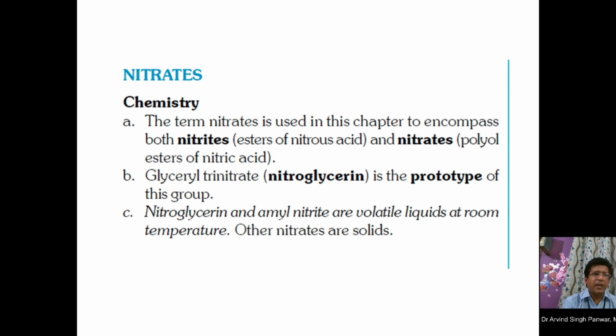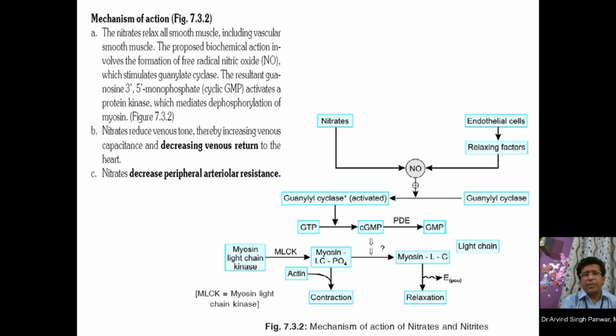The first one is the nitrates. So let us discuss the chemistry. The term nitrates is used in this chapter to encompass both nitrites, ester of nitrous acid, and nitrates, that is polyol ester of nitric acid. Then the second one is glyceryl trinitrate, that is nitroglycerin, and it is the prototype of this group. Nitroglycerin and amyl nitrite are volatile liquids at room temperature. Other nitrates are solids.